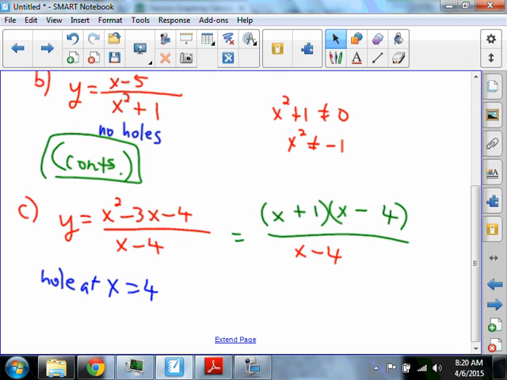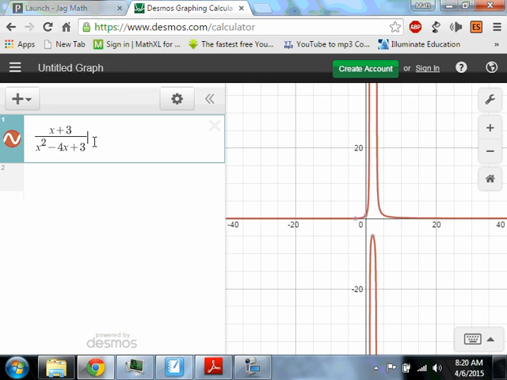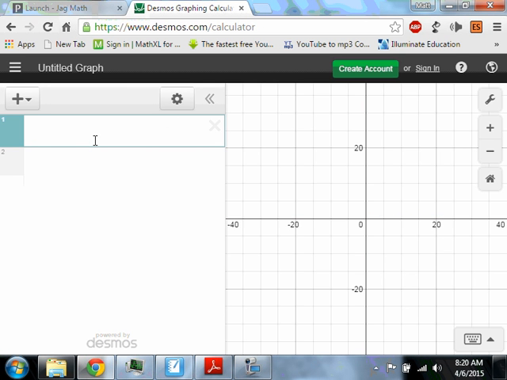Okay. And if you don't believe me, well, let's try Desmos. Now the hole, I honestly have never graphed one of these on Desmos, so I'm not sure what it's going to look like. I know on an 83 what it's going to look like, but I don't know about Desmos. So what do we have up top? X squared minus 3x minus 4 over x minus 4.